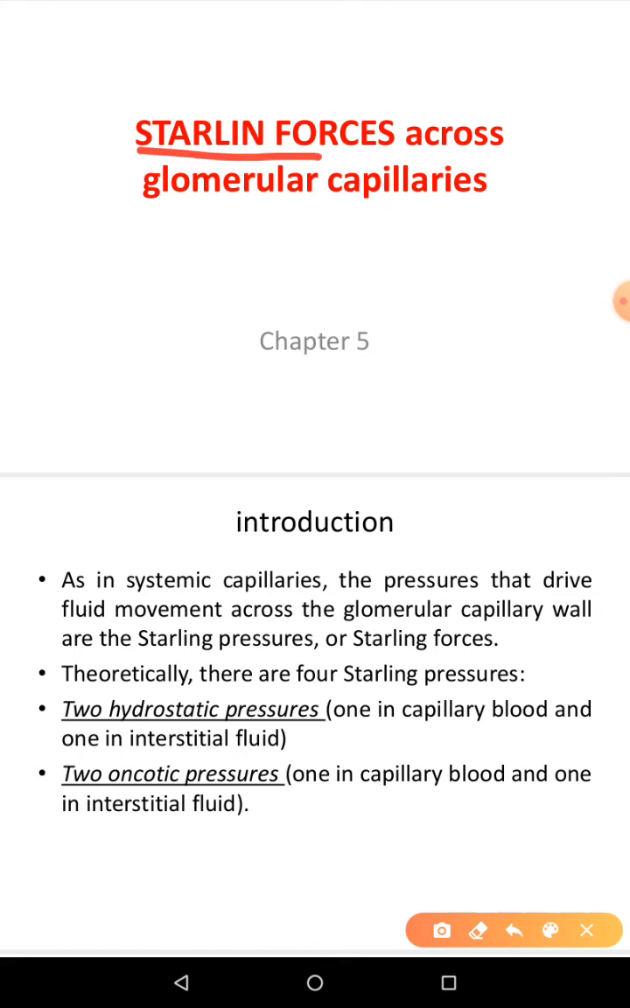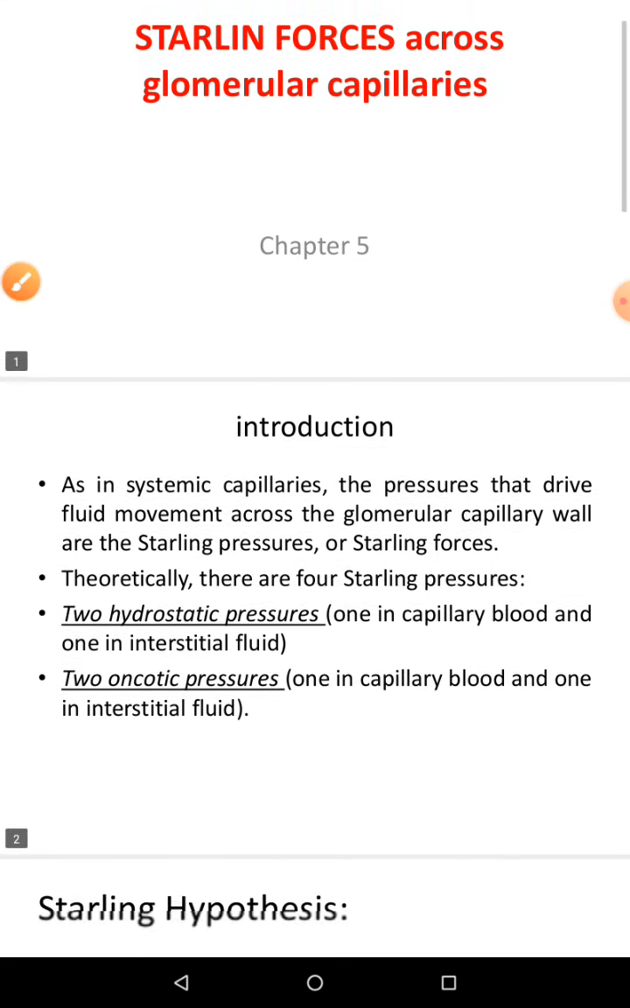We know that capillaries are the site of exchange of materials, from cells into blood. That exchange of materials occurs at capillary beds. So there are basically four Starling pressures that act at the capillary bed. Two of these are called hydrostatic pressures, one in the capillary blood and one in the interstitial fluid. And the other two are oncotic pressures, one in the capillary blood and one in the interstitial fluid.